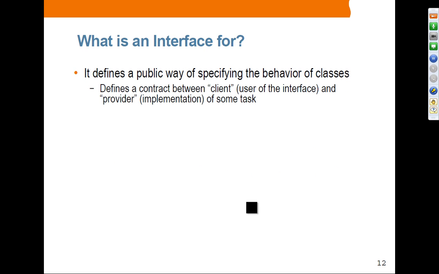Now, what is an interface for? It defines a public way of specifying behaviors of classes. What it means is that there is the user of the interface and the provider of the interface. Here, the user of the interface is the one that uses that interface, and the provider is the implementation class. The contract between the user of the interface and the implementation is defined in the form of an interface. We'll see why that is important in a few minutes.